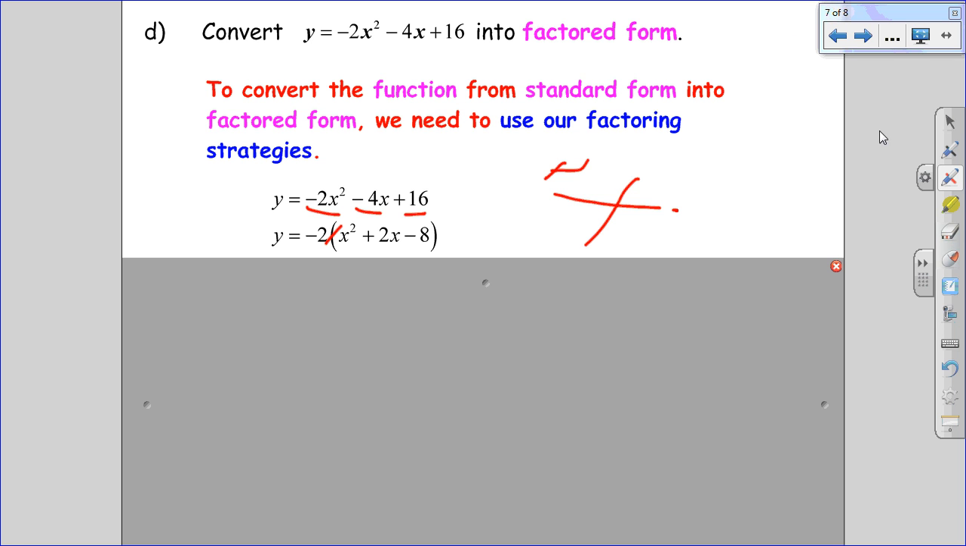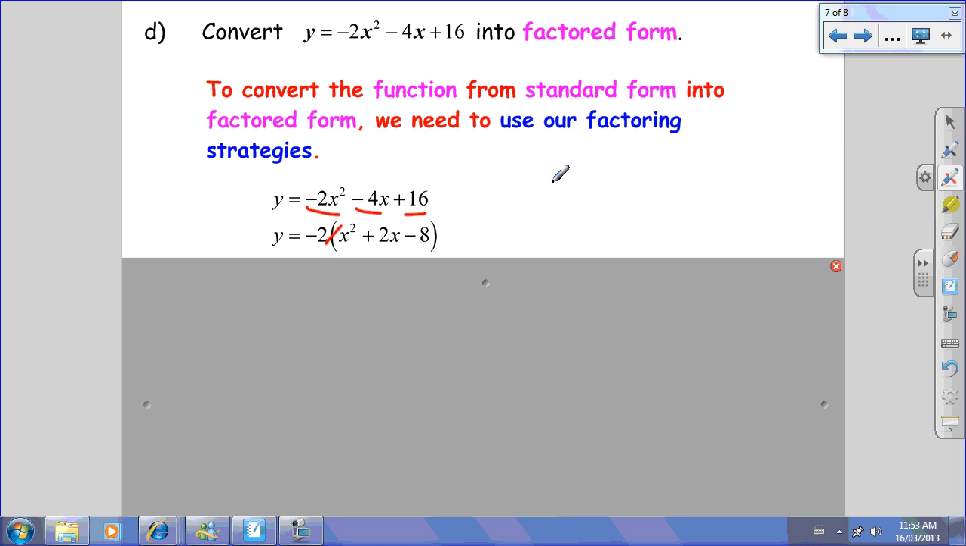Oh, I know why it's going crooked. Sorry, I couldn't figure out why the Mobi was drawing everything crooked for me. I had it sitting on an angle. It didn't like that apparently.